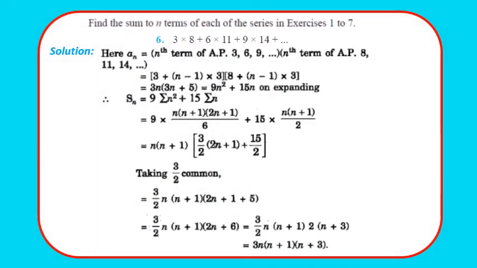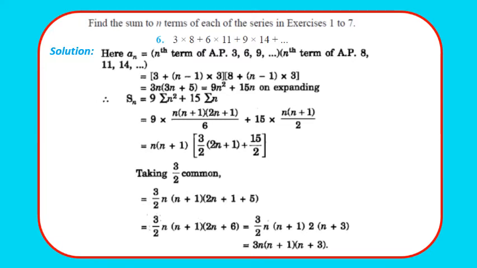Next is question number 6. Find the sum to n terms of the series 3 into 8 plus 6 into 11 plus 9 into 14 and so on. So here an will be equal to what? The nth term of the first AP, that is 3, 6 and 9 and so on, multiplied by the nth term of the second AP, that is 8, 11, 14 and so on. So on simplification we get an equals 3n into 3n plus 5, which is equal to 9n square plus 15n. So Sn will be equal to what? 9 into sigma n square plus 15 into sigma n.